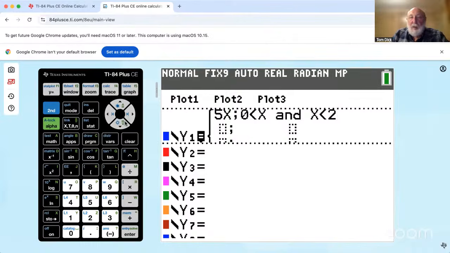And did I pick the right one? Maybe not. Let's see. I'm looking at it. I think I should have had a less than or equal to on that first part. So let me try that again.